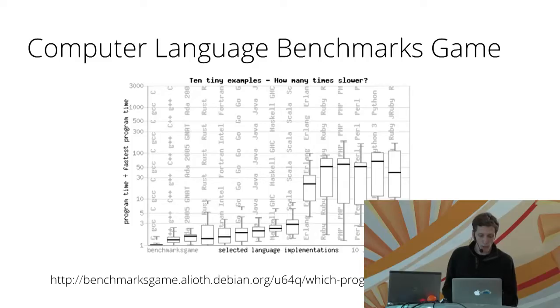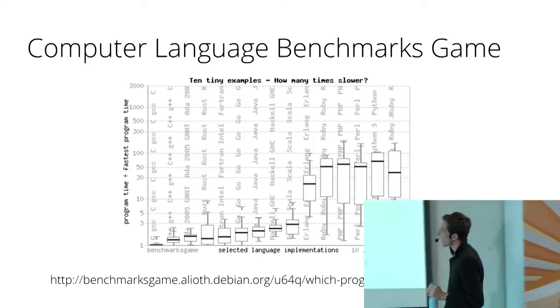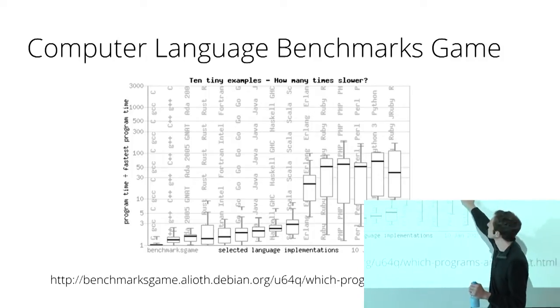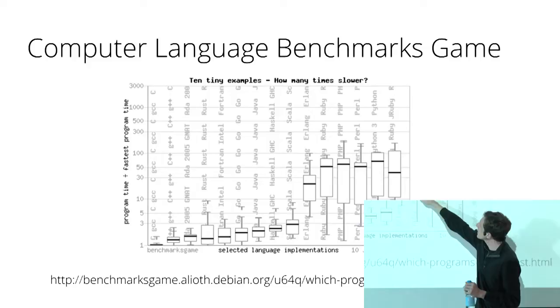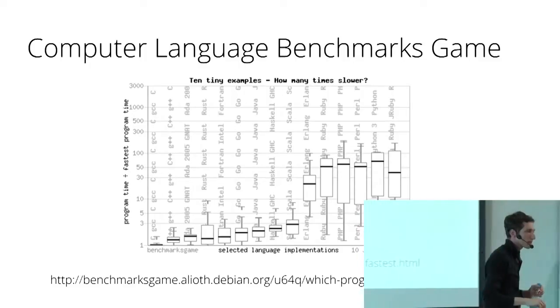One step up from C, you have C++. Then after that, you have Ada. Then you have Rust. Then you have Fortran on Intel chips. Then you have Go. Then you have Java. Then you have Haskell. Then you have Scala. And then there's this really big gap, and then a whole different category of languages. This is Erlang. This is Ruby, specifically MRI. This is PHP, Perl, Python, and JRuby on the far right.